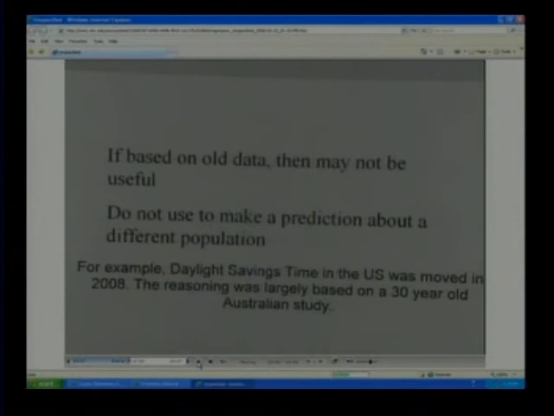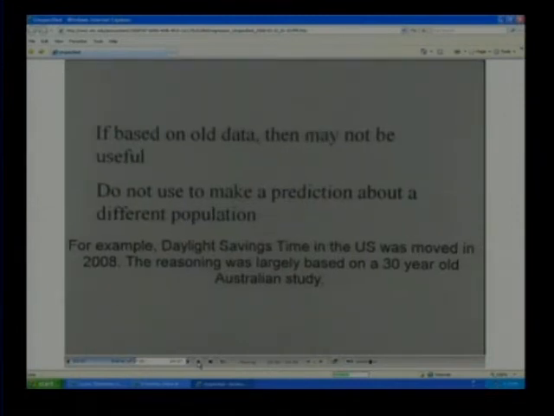You know, for example, right now we're in daylight savings time in the United States. That was moved up 3 weeks in March of 2008. But the reasoning was based largely on a 30-year-old study out of Australia. And so they go through and they apply it to a different country, they apply it to a different time. I'm not really sure that that was a useful thing to do. And just some points to go through as you use correlation and regression: be careful what you're doing and stay within the limits of the correlation and regression.